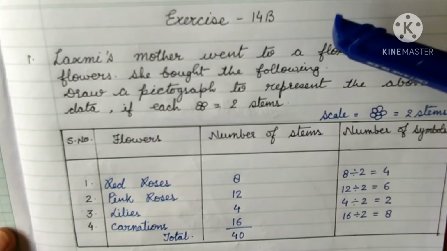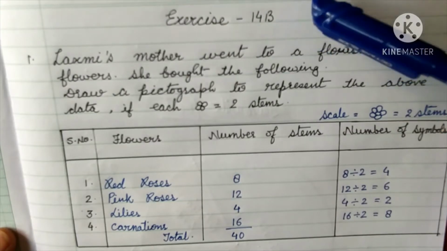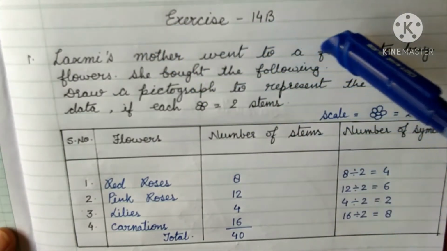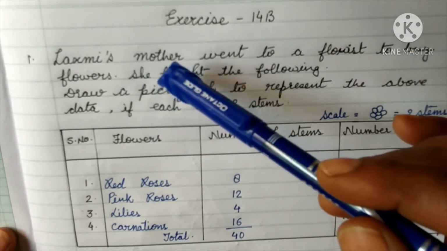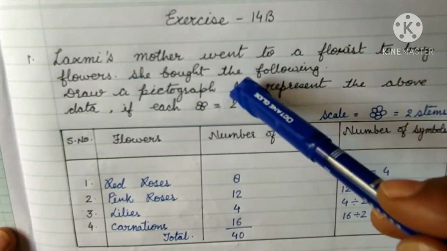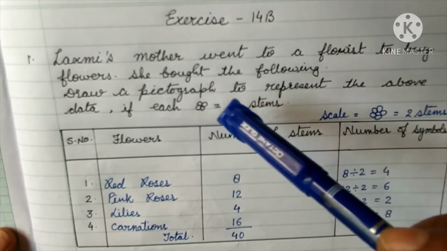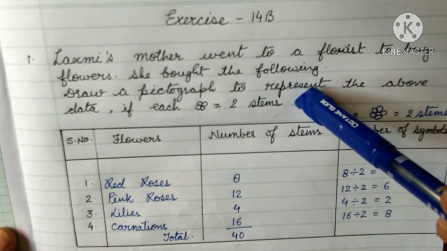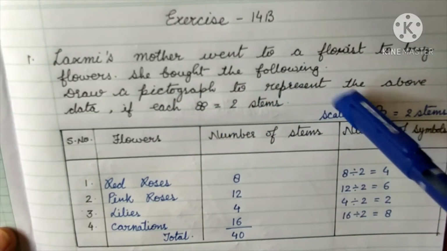Okay. Now we are switching to exercise 14P. Lakshmi's mother went to a florist to buy flowers. She bought the following. Draw a pictograph to represent the above data, if each flower is equal to 2 stems. Scale is already given here.